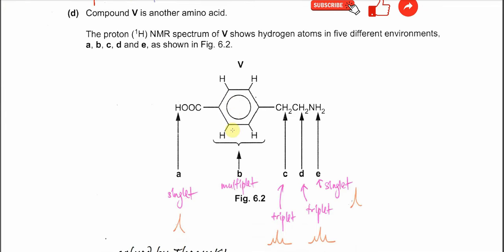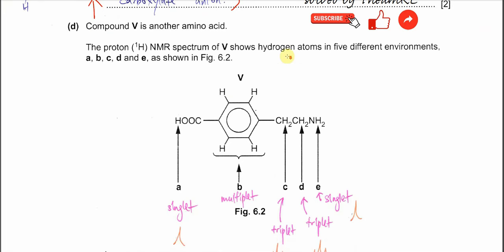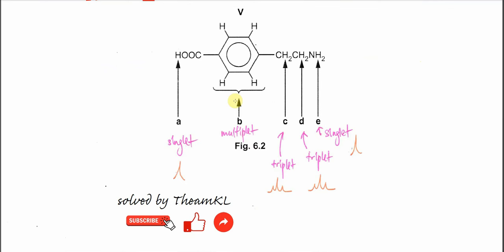Okay, now for this part D, compound V is another amino acid. So we have this compound. In this proton NMR, we show hydrogen atoms in 5 different environments: A, B, C, D, E, which are shown in this figure 6.2. From here, roughly you should know the splitting patterns of these protons.